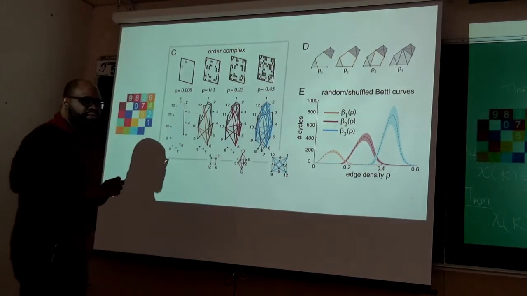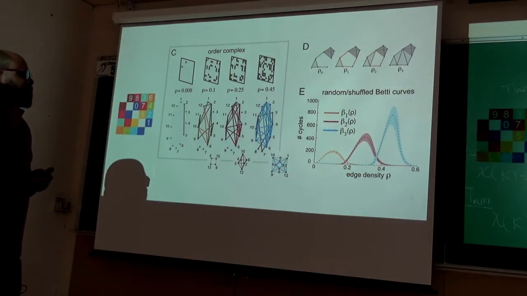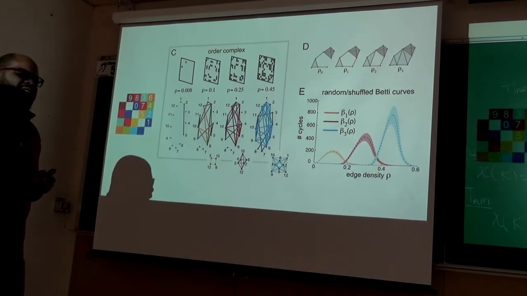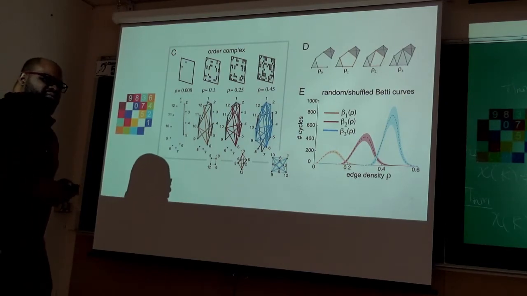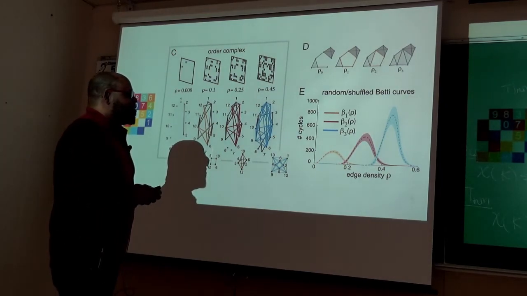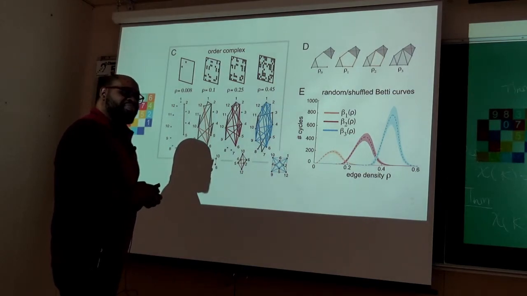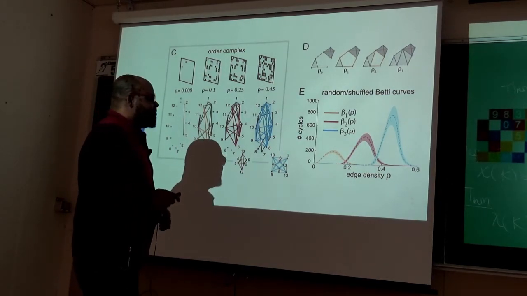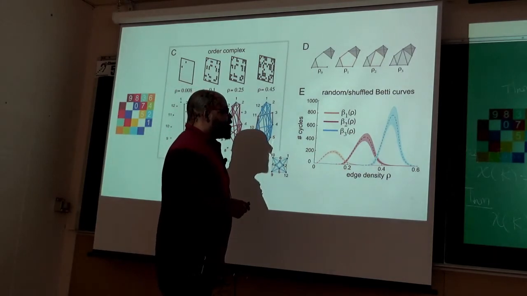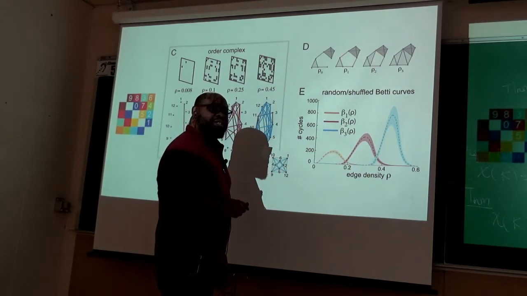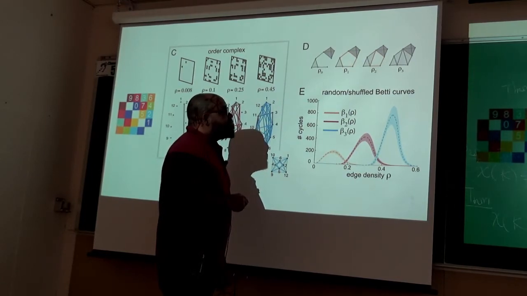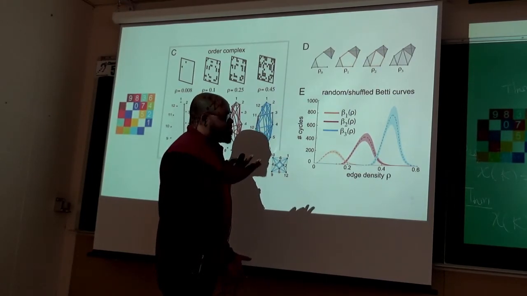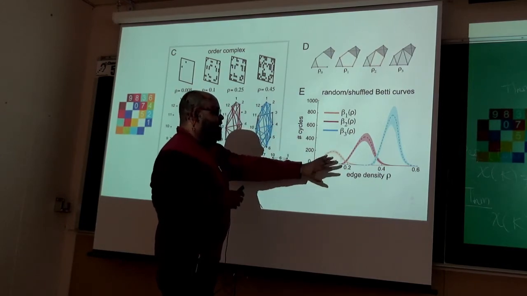Yes? How many points were they calculating in this particular correlation graph? I don't remember. I think it was between 1,000 and 10,000. How long did this take to compute? I don't know. Computing Betti 2, maybe. Mm-hmm. Betti 3 sounds difficult. Yeah, that's a good question. I don't know how hard this was computationally, but they did it.